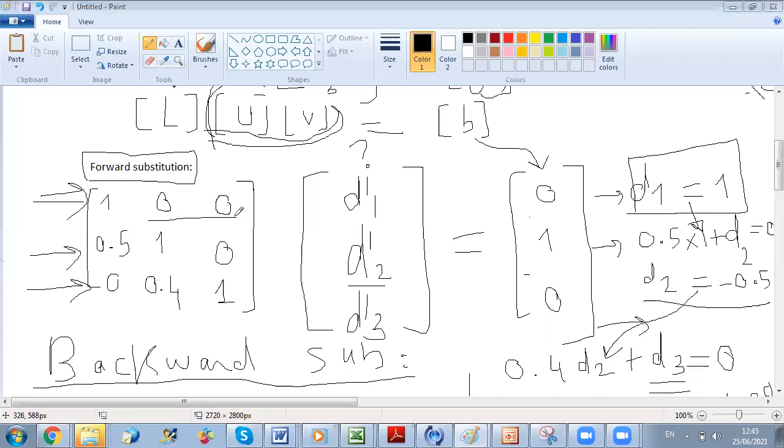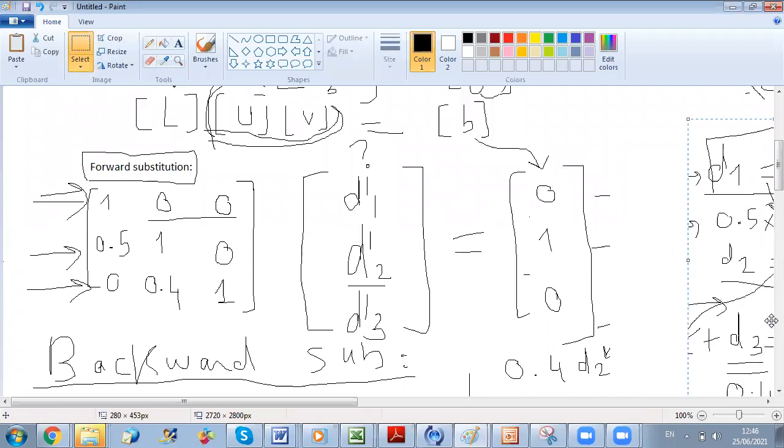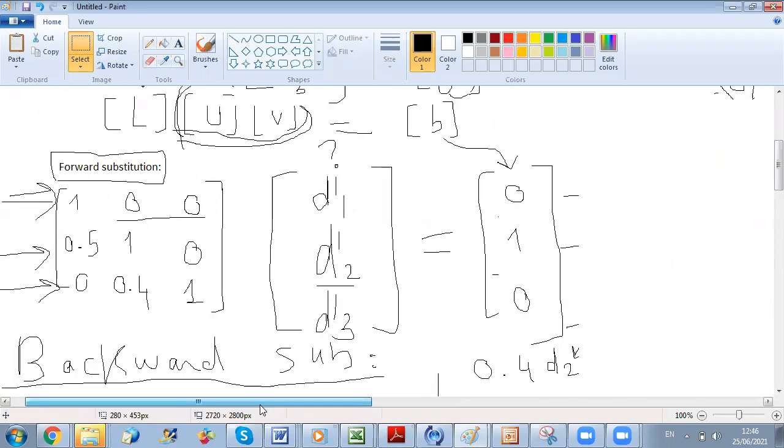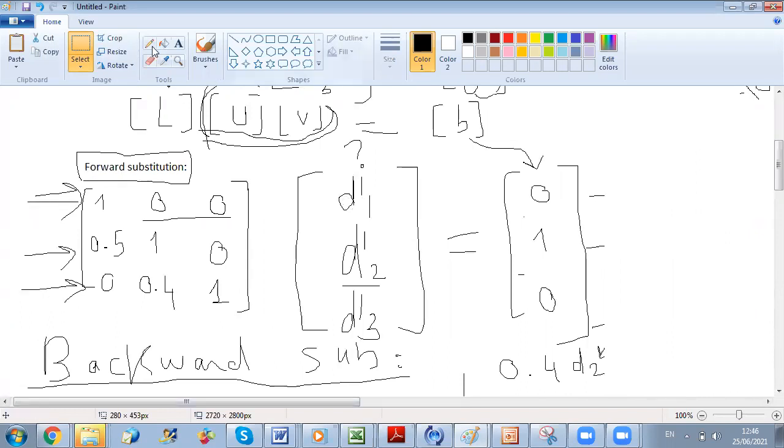So now, once we have this system, we will write our equations. Let us repeat the equations together. The first equation will give us D prime 1. We have 1 times D prime 1 plus 0 equals 0. So the first equation gives us that D prime 1 is equal to 0.